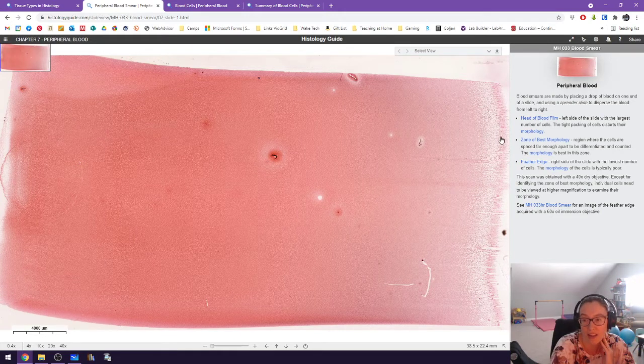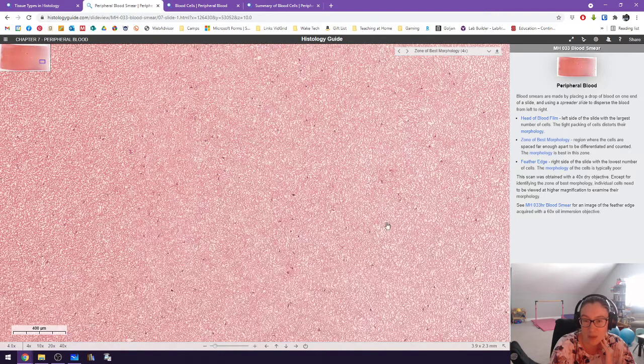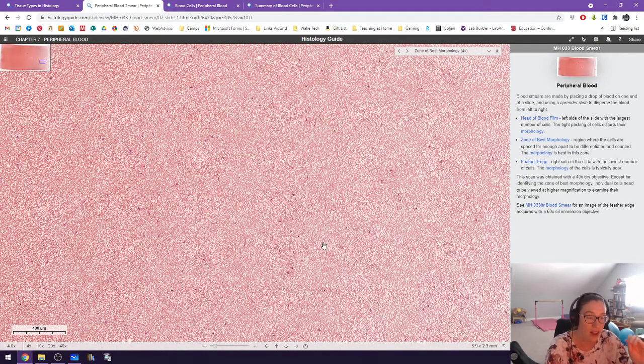And so you're going to look at the feathered edge over here, and this is where we're going to be looking at the zone of best morphology. So different areas in the blood smear are going to be better to look at. But basically we're smearing all the blood cells across the slide, and then you're going to fix them and then stain them.